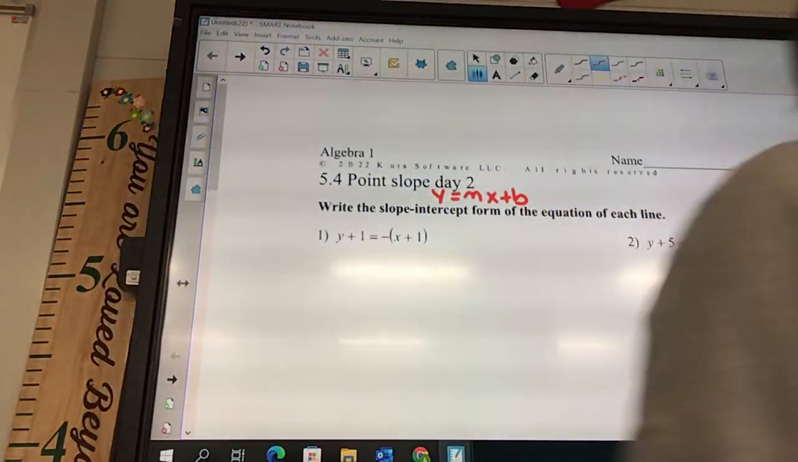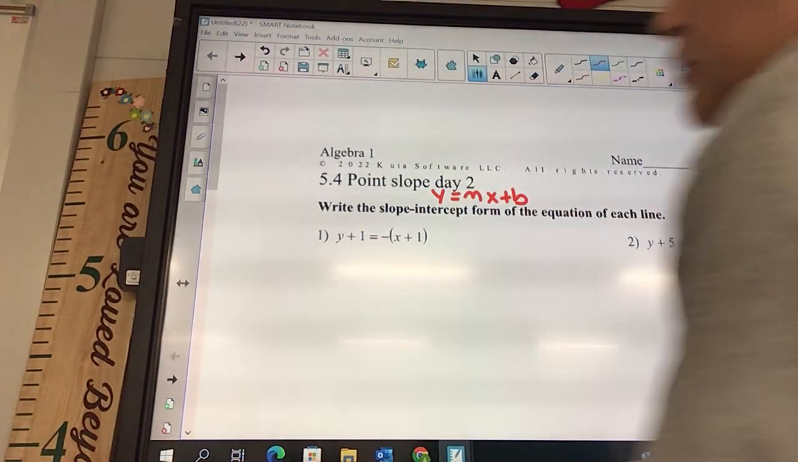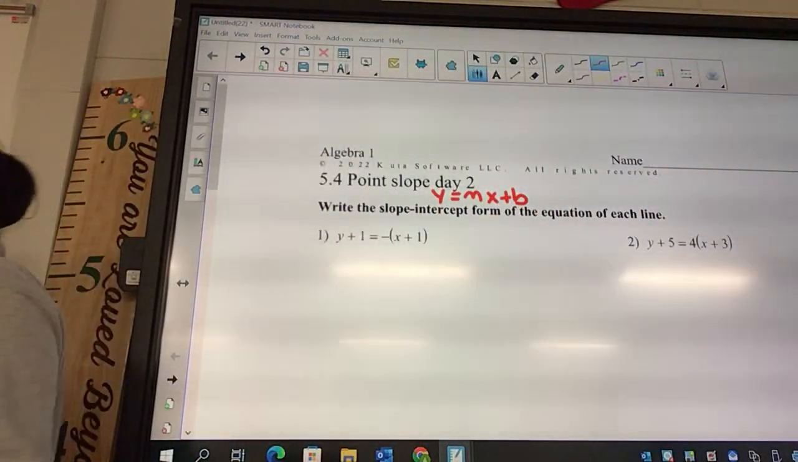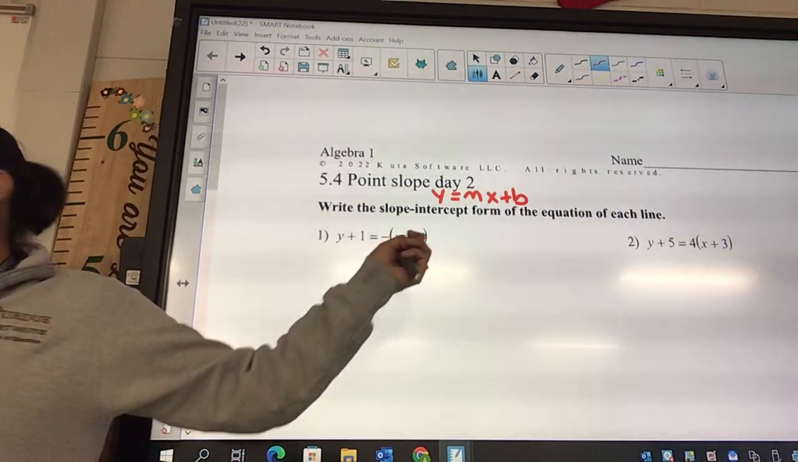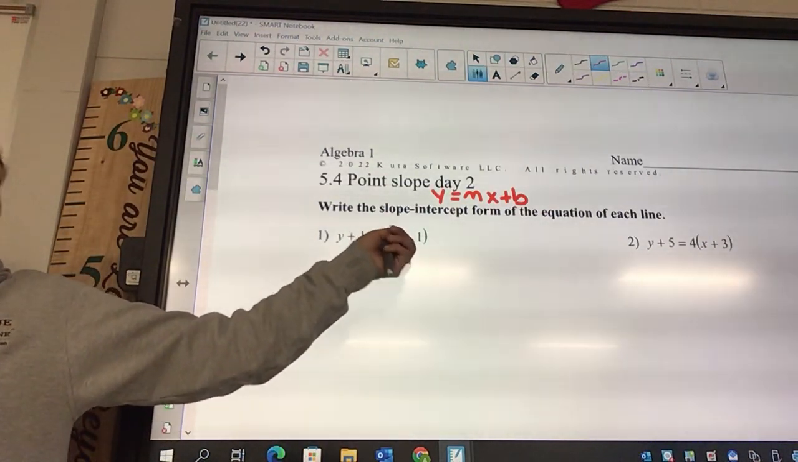given in the problem. Okay? What form is that in? Is it in slope form, slope-intercept form, point-slope form? It's in point-slope. Okay? We can tell that it's in point-slope because it has parentheses.